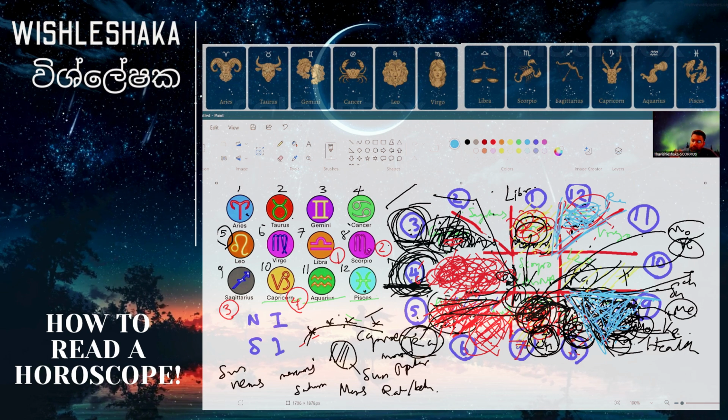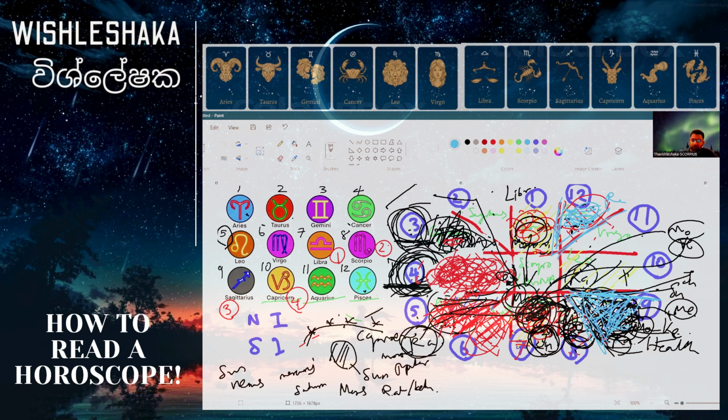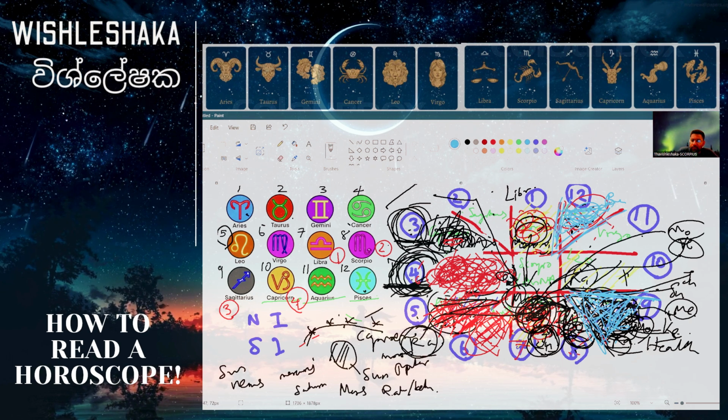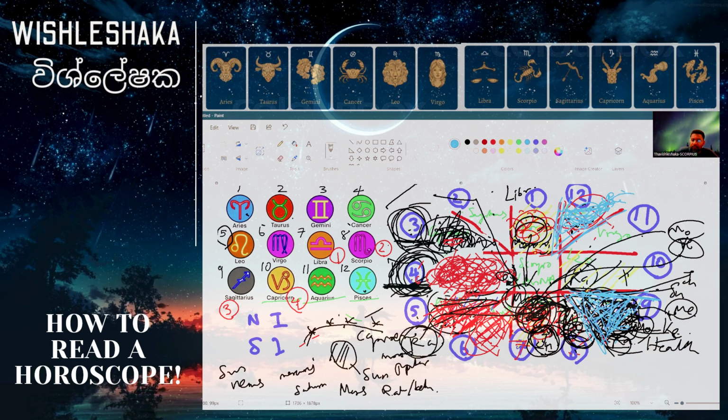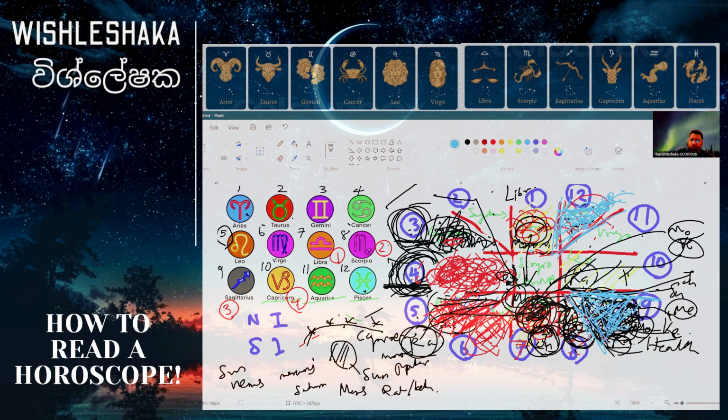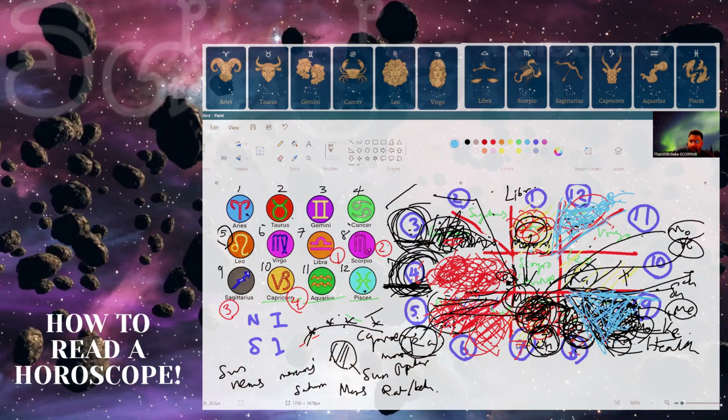9th house is about going long journeys. 12th house is about going small journeys, like you go for 1 hour, like 1 day to a different country and come back. That is 12th house. 12th house is about foreign lands too, but it's small, like small journeys.